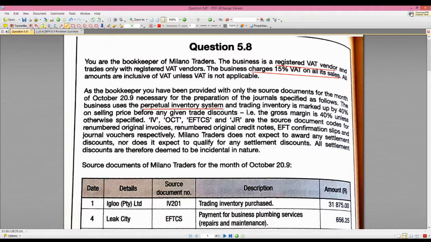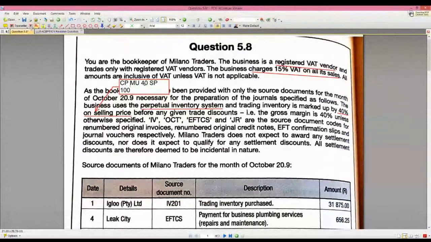Okay, so let's quickly see. We say trading inventory is marked up by 40% on selling price. If it is on the selling price, what amount will represent the 100%? Okay, so Lino says sales price, Nick says sales price, that's correct. So if you see on selling price, our selling price is 100. That means our markup is 40.